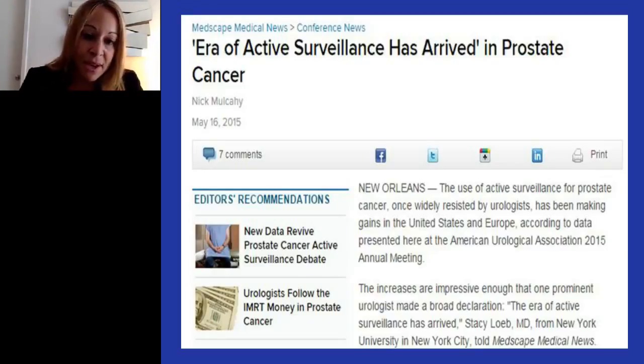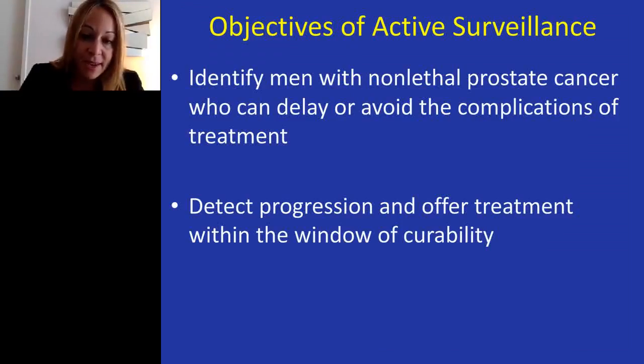Now, let's talk about what are the objectives of active surveillance. So our goal is really to identify men with non-lethal prostate cancer who can delay or avoid treatment and its associated complications. But nevertheless, we still want to monitor them. We want to detect progression if it occurs so that we can offer treatment in a delayed fashion, but still within the window of curability. So it is an active process designed to keep tabs on what's happening with the cancer.